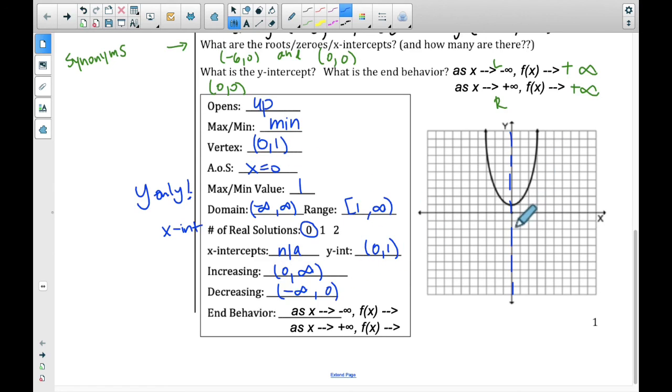Increasing, it is going up from here over to here, from 0 to infinity. It's going down from negative infinity all the way up to 0. And end behavior, because it's pointing up, both of the ends are pointing up.